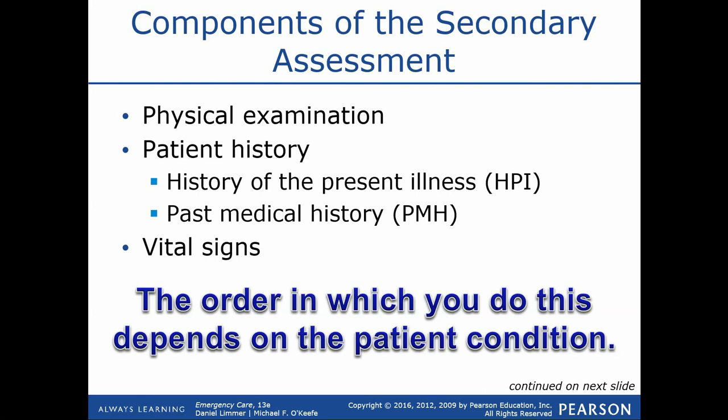From here, then, we move into the secondary assessment. And the secondary assessment is really comprised of three primary categories: the physical exam, patient history, and vital signs. Now, the order in which you do these things is discretionary to you. You're allowed to kind of jump around and modify this as you see fit based on your primary assessment of the patient.